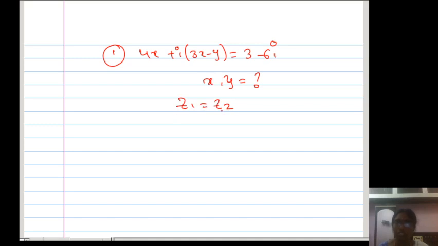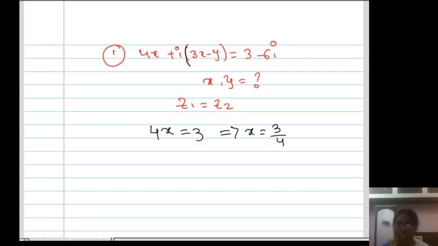When z1 and z2 are equal, the real part of z1 is equal to the real part of z2, and the imaginary part of z1 is equal to the imaginary part of z2. Only then are the two complex numbers equal. What is the real part of the LHS z1? 4x. What is the real part of the other complex number? 3. So what is x? 3 by 4.